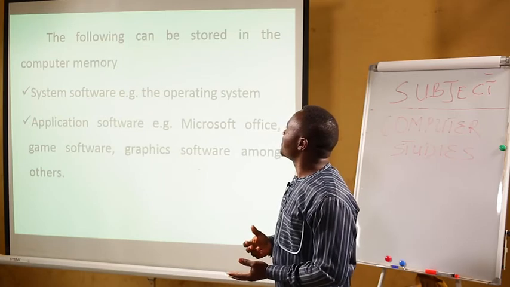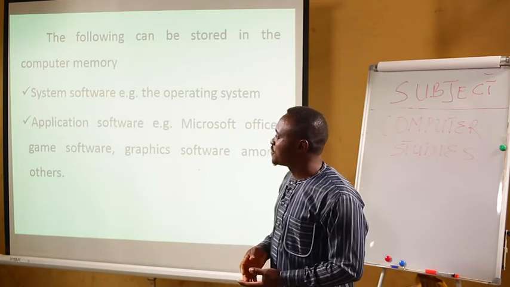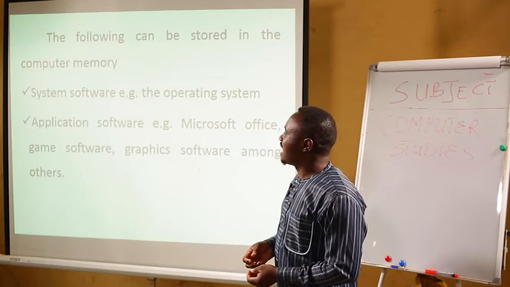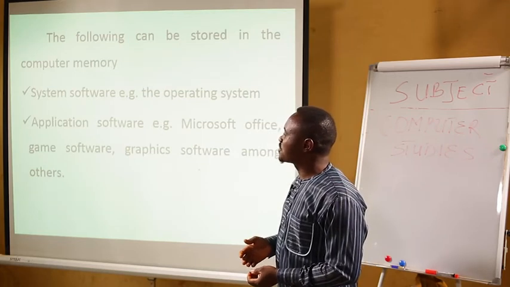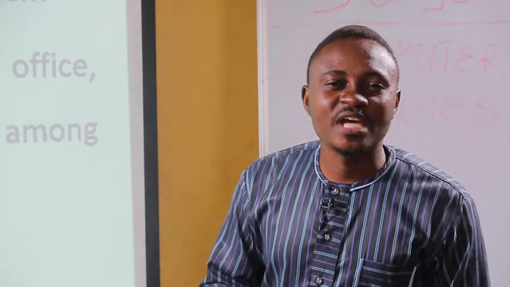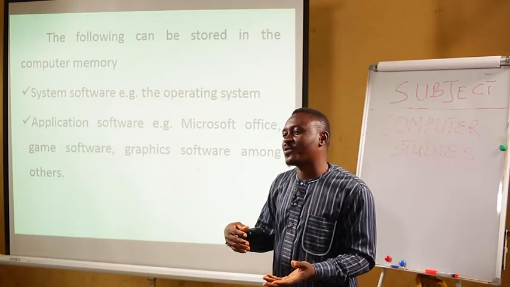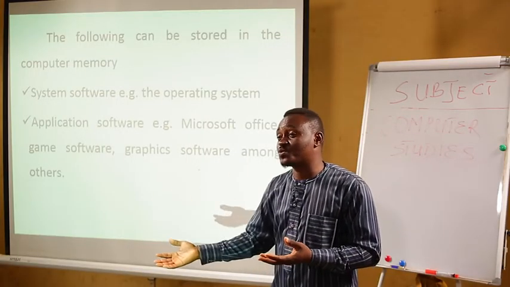The following can be stored in the computer memory. One, we have the system softwares and the application softwares. The computer memory, just from the definition, is a space, an allocation, a specific area whereby data and information are stored electronically. And they could be picked up, or referred to, they could be erased, they could be edited, and so on and so forth.